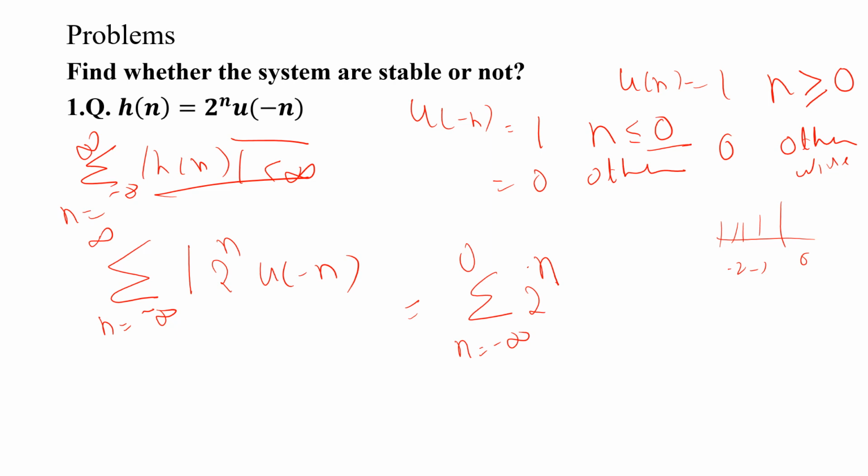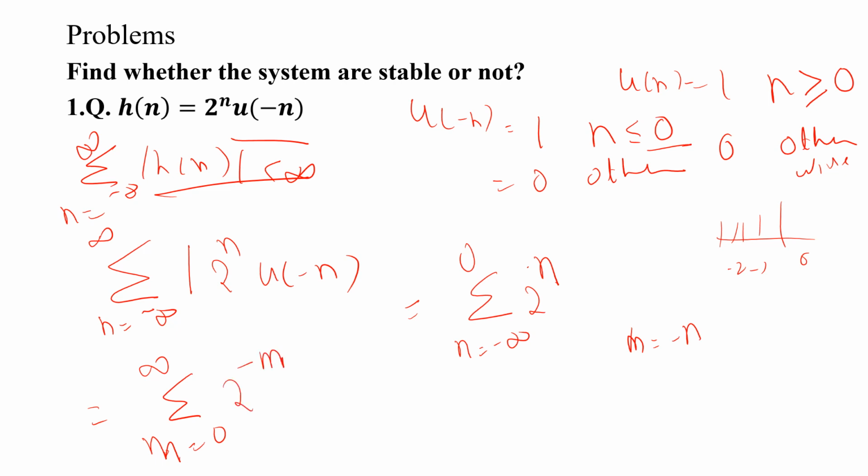So I can change the variable. Let m be equal to minus n. So m will be what? 0 to infinity, as the limits change. So it will be 2 to the power minus m.